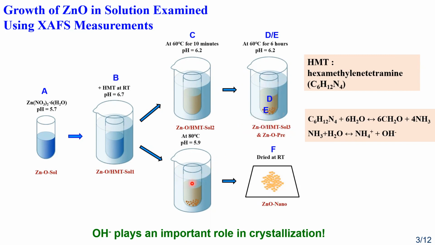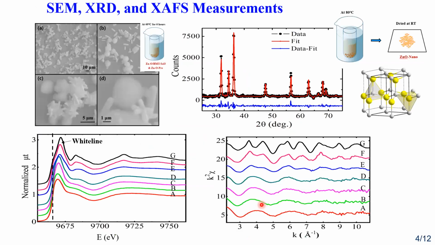We also got a sample after heating up to 80 Celsius, and we found powder in the solution. We dried it, and we got the zinc oxide nano. So we had 1, 2, 3, 4, 5, 6, 7 samples, and we measured them.